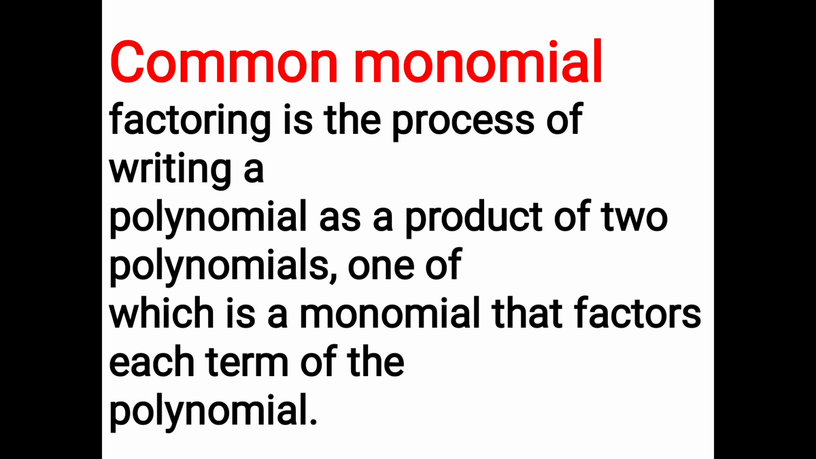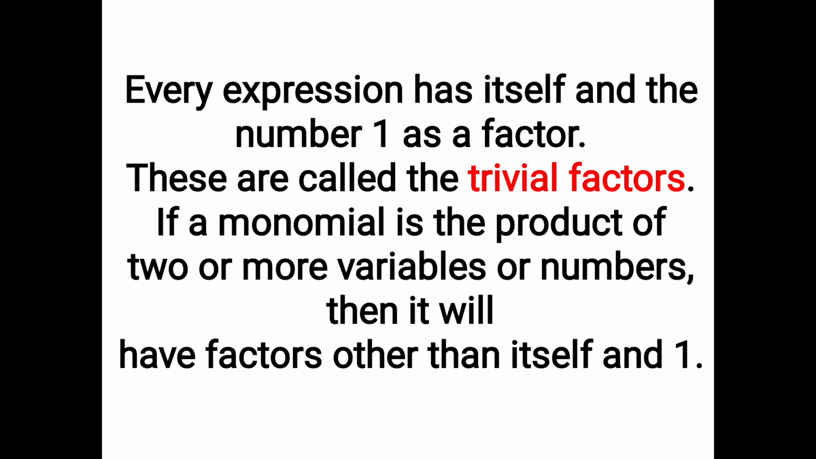What is common monomial factoring? Common monomial factoring is the process of writing a polynomial as a product of two polynomials, one of which is a monomial that factors each term of the polynomial. Every expression has itself and the number 1 as a factor. These are called the trivial factors.